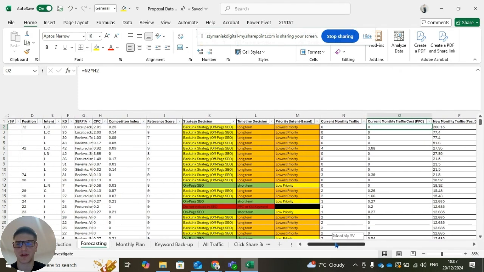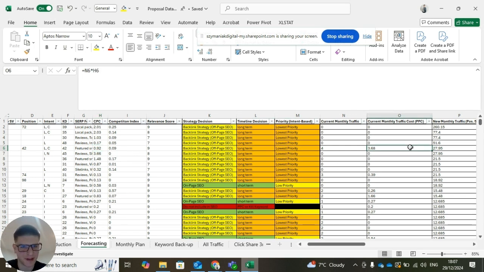So, for example, if we look at this, it's a no-brainer how to work it out. Basically, you're multiplying the column H2, which is the cost per click, by the current monthly traffic. For this particular keyword, it costs us roughly 92p per click.